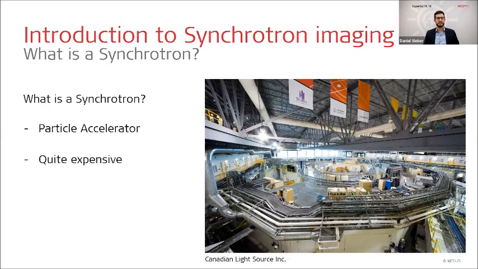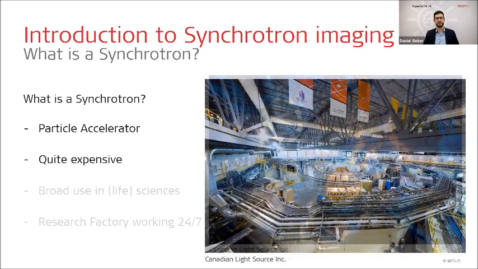But before we get into the talks of our experts, I want to briefly introduce what synchrotron imaging really is. What is a synchrotron device? Well, a synchrotron device historically comes from experimental physics. It's a particle accelerator similar to an X-ray or CT machine, which has very good detectors. It's quite an expensive piece of machinery. You can see a photograph of the inside of a machine hall here. And today it is used in a wide variety of research applications.